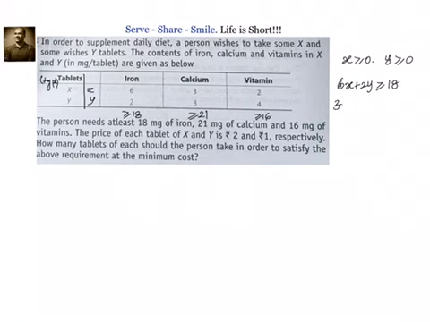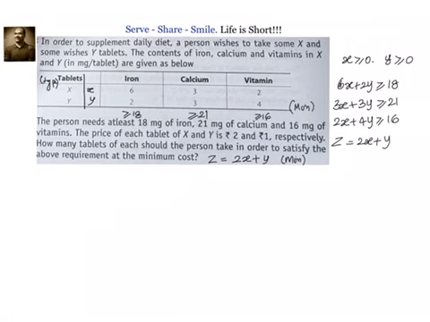Similarly, we have 3X plus 3Y, that is with respect to calcium, that should be greater than or equal to 21. We also have one more, that is 2X plus 4Y should be greater than or equal to 16. Now what is our function to be minimized? The objective function is Z, the cost, to be minimized. If he takes X tablets at 2 rupees each, it will be 2X, and Y tablets at 1 rupee each, so the total cost he is spending is 2X plus Y. We have to minimize 2X plus Y. So these are the constraints we have. Let's write down Z equal to 2X plus Y.